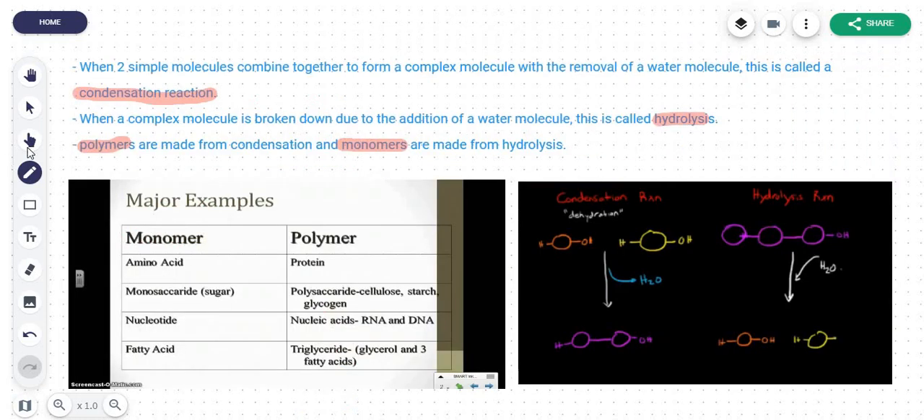Now you can see here the definitions of the two reactions have been written down, and I've highlighted them so that you can easily spot them. When two simple molecules combine together to form a complex molecule with the removal of a water molecule, this is called a condensation reaction. When a complex molecule is broken down due to the addition of a water molecule, basically it's the water molecule that's breaking the complex molecule down, right? The water is doing the work to break it down. This is called hydrolysis.